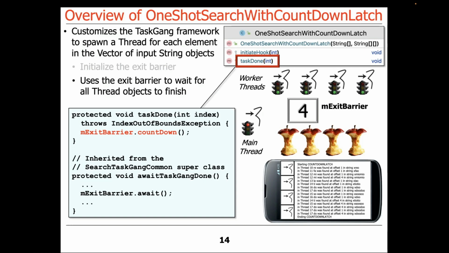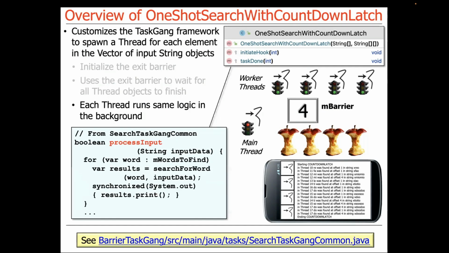Each of the worker threads, shown on the top, when they are finished processing, will call the countDown method on the exit barrier. That decreases the count by 1. And when the count hits 0, the main thread, which is the thread that's calling await, can continue. The main thread calls the awaitTaskGangDone method, which is part of the SearchTaskGangCommon superclass that it inherits. That just calls the exit barrier's await method, waiting for the other threads to do the countDown. As we saw before, each thread runs the same logic in the background, processing input and searching for words.